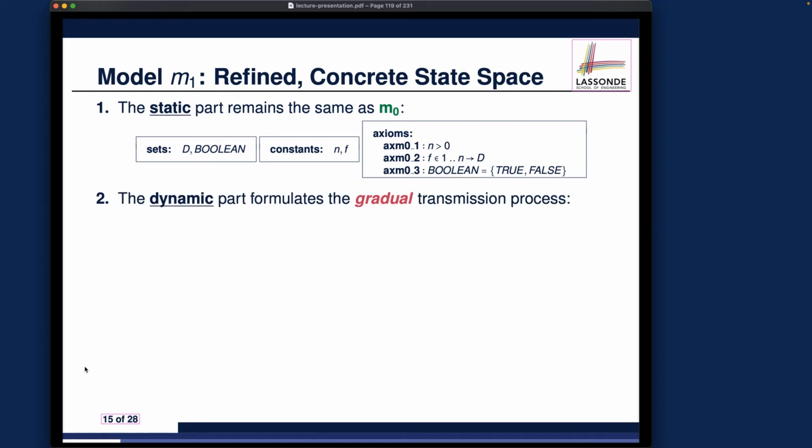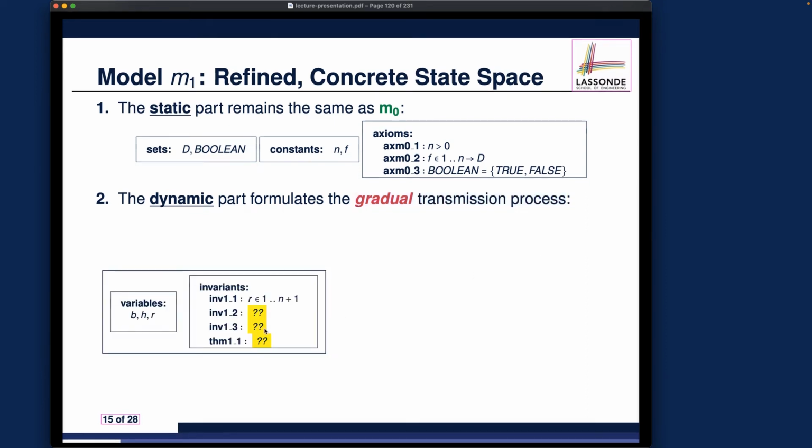And the dynamic part for the refinement is going to formulate a gradual transmission process. Specifically, we're going to see how the sender file is going to be transmitted to the receiver side piece by piece, or element by element, indicated by the index R, as we saw in the earlier part for the abstraction. These are the three variables we're going to use. The Boolean variable B, and also H, which will be what has been received so far on the receiver side. And also R, some private index on the sender side, which we can also use to specify exactly what has been received so far on the receiver side.